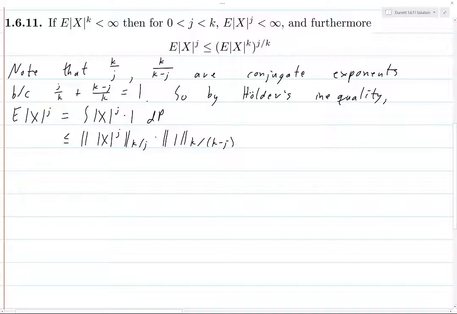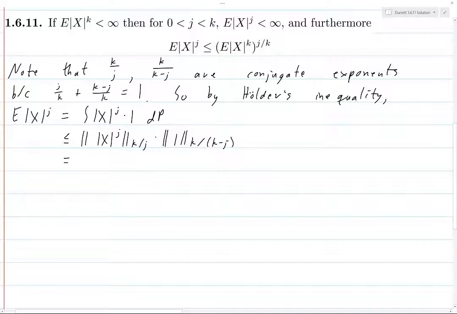And so I think this is the trickiest part of this exercise, because how do you come up with these exponents and how do you know that they work out like this? You could look at this and say, okay, we know something about the absolute value of x to the k. We want to know something about the absolute value of x to the j. So we could use the fraction k over j to make this easier to work with. But I still think it's a little tricky.